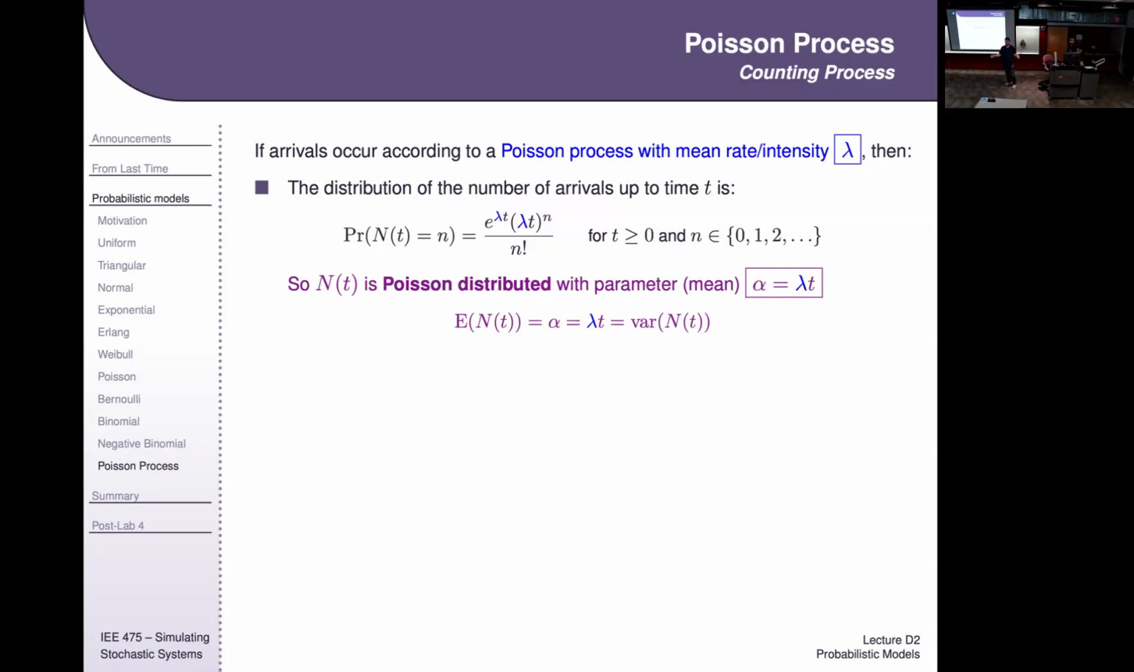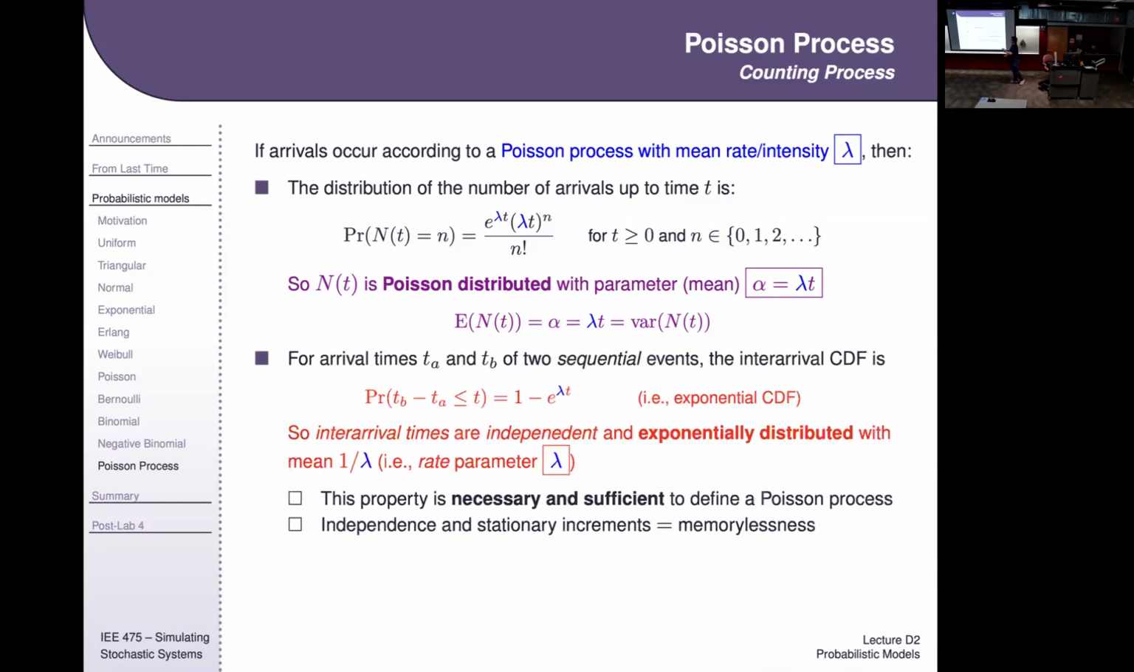The count is discrete. Now, here's where it gets confusing. Not only do we have a Poisson discrete count, we have exponential inter-arrival times.